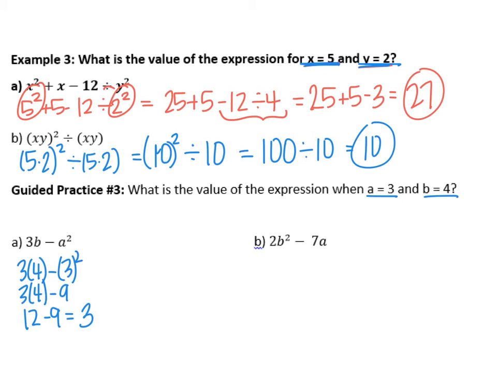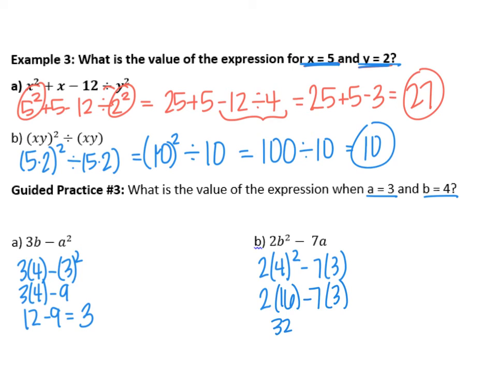All right, B, everywhere you see a B, you're going to put in a 4, so that's going to be 2 times 4 squared minus 7 times 3. It's going to be 2 times 16 minus 7 times 3. 2 times 16 is 32, 7 times 3 is 21, and 32 minus 21 is 11.